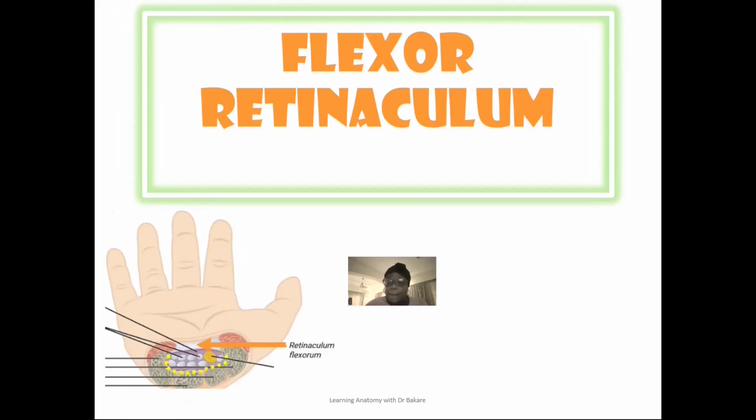This is where we have the carpal tunnel here, highlighted in dotted yellow. We know that the carpal tunnel is a curvature that is created by the carpal bone. Ride on with me in this lecture, we'll be describing the flexor retinaculum and also highlighting some other important details that you should know.